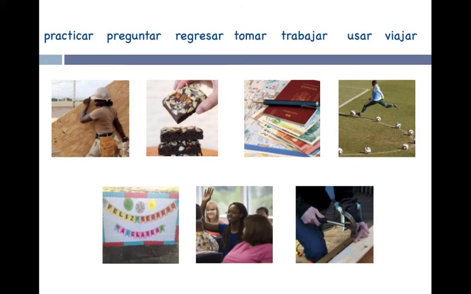Practicar, preguntar, regresar, tomar, trabajar, usar, viajar. ¿Cómo se dice to work? Look at la lista arriba. Muy bien, repita. Trabajar. You had that shovel going.